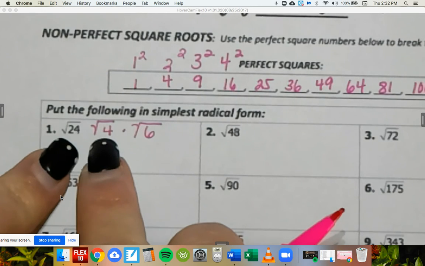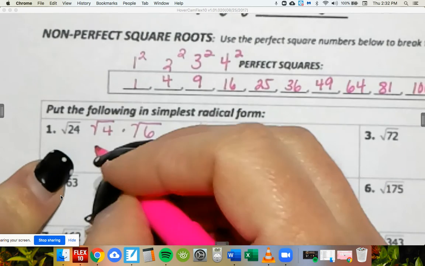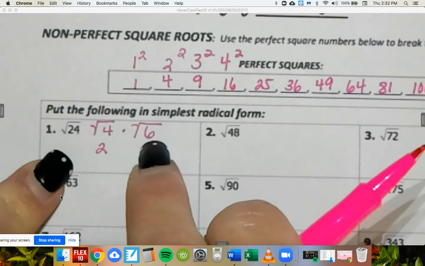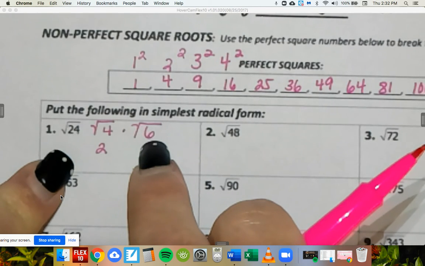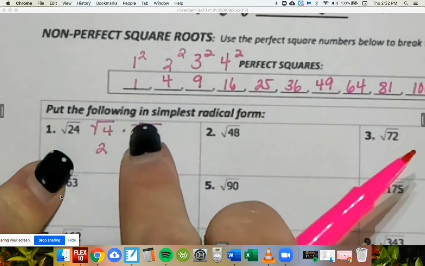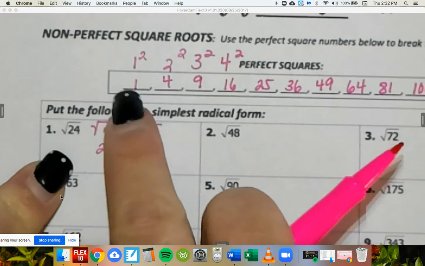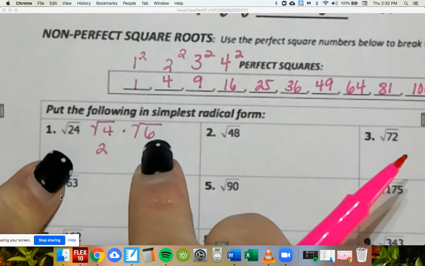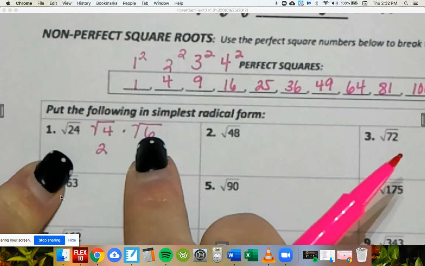So what's the square root of 4? You can tell me the square root of 4. You better be able to. And it's 2. But the square root of 6 is not 3. It's some wonky decimal that we don't want to deal with. So if it's an ugly number in here and it's not a perfect square, like 6 is not a perfect square, you can just leave it as a radical.